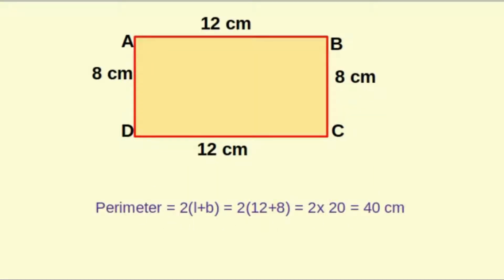For example, let us find the perimeter of this rectangle. Perimeter equal to 2 into L plus B. The length is given as 12 centimeter and breadth is given as 8 centimeter. Then 2 into 12 plus 8, that is equal to 2 into 20, that is equal to 40 centimeter.